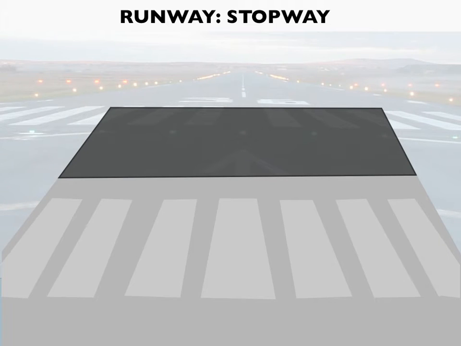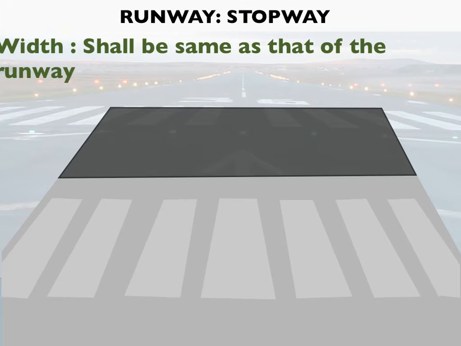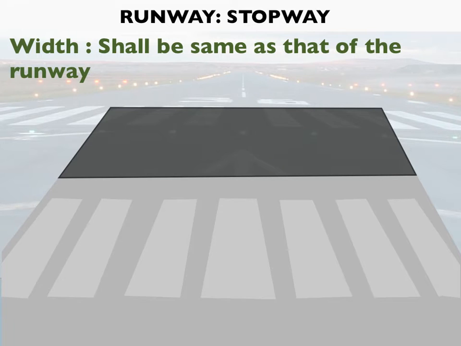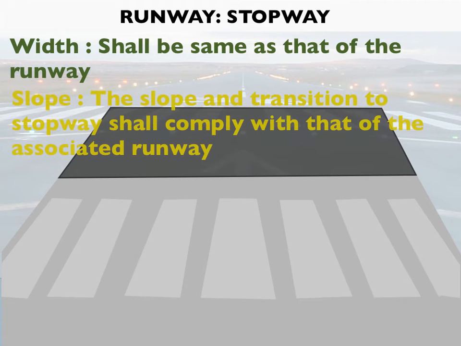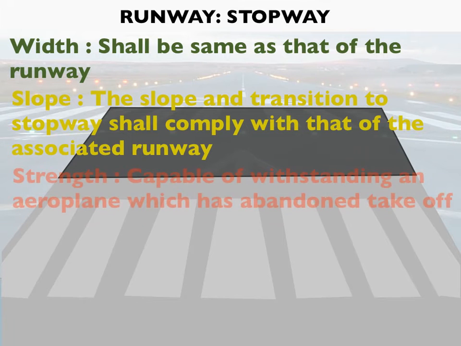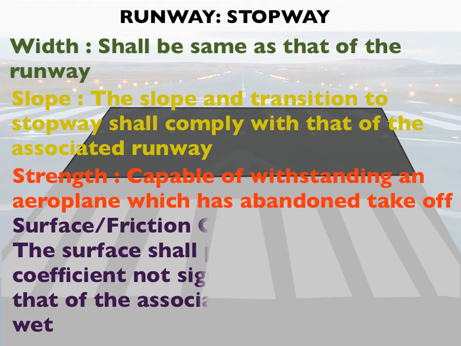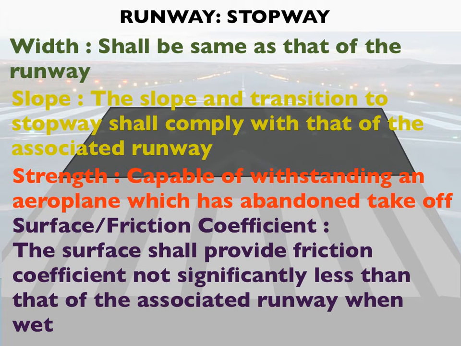We shall now discuss some characteristics of the stopway. Width shall be same as that of the runway. Slope. The slope and transition to stopway shall comply with that of the associated runway. Strength. Capable of withstanding an aeroplane which has abandoned takeoff. Surface friction coefficient. The surface shall provide friction coefficient not significantly less than that of the associated runway when wet.